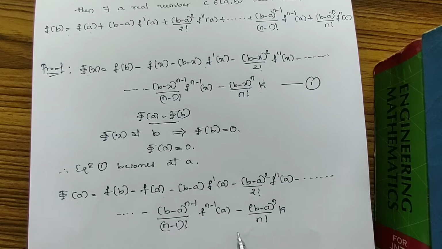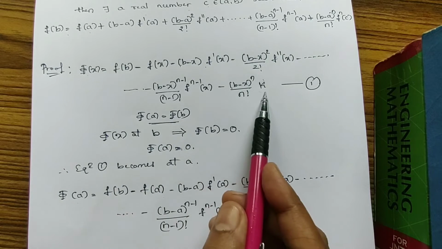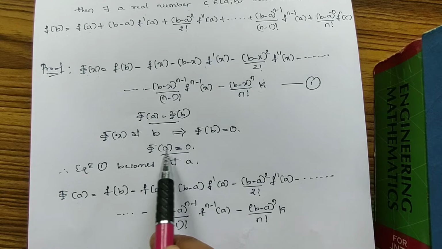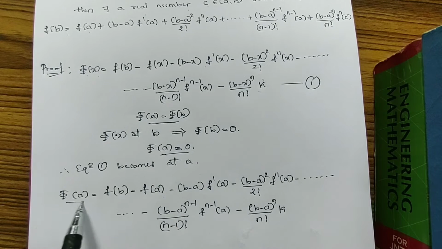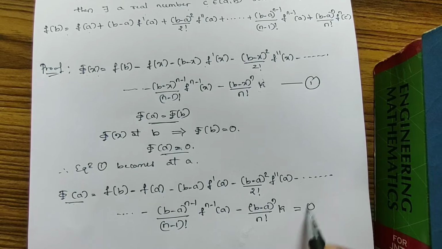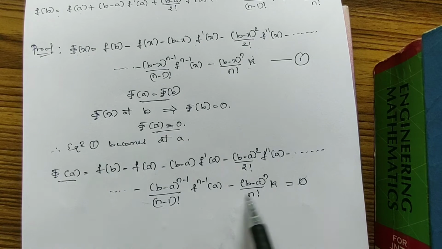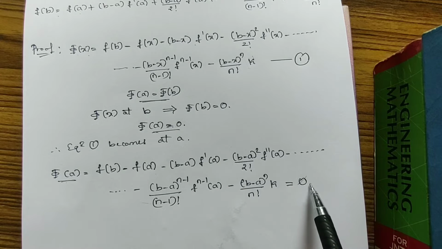That means we are replacing x by a in the above equation, and we are using the condition that pi of a is equal to 0. That means this whole equation for pi of a is going to be 0. Now we will consider this equation, this expansion, which is equal to 0.